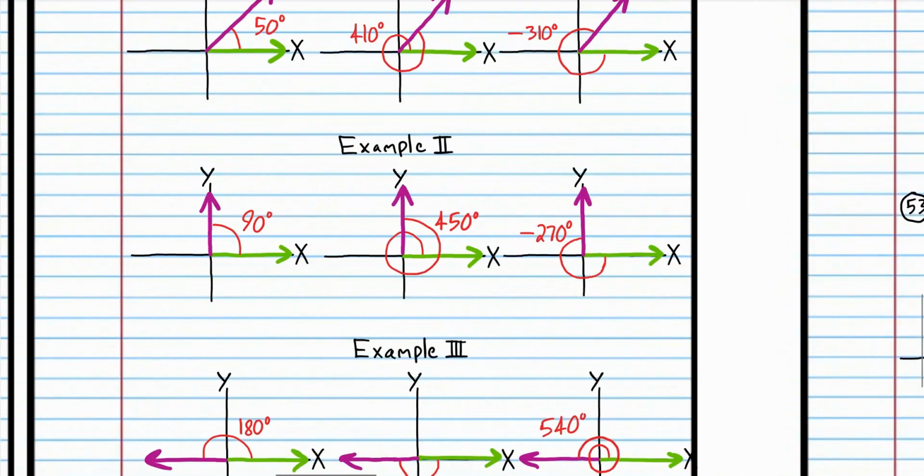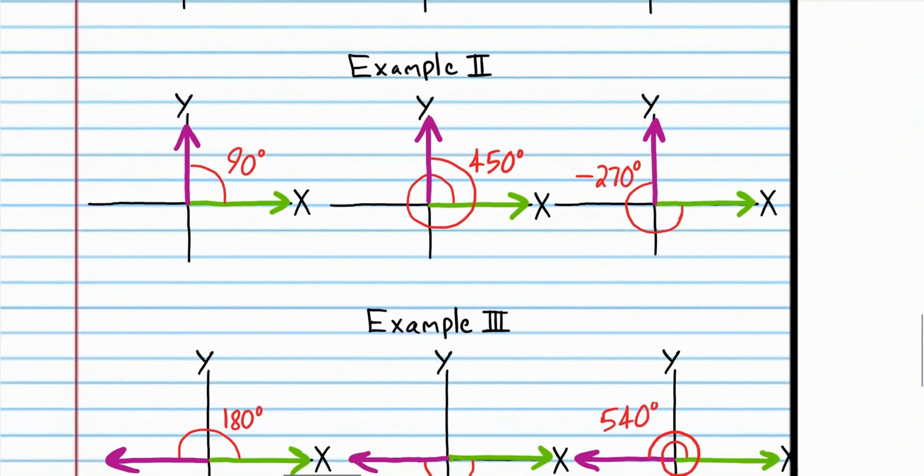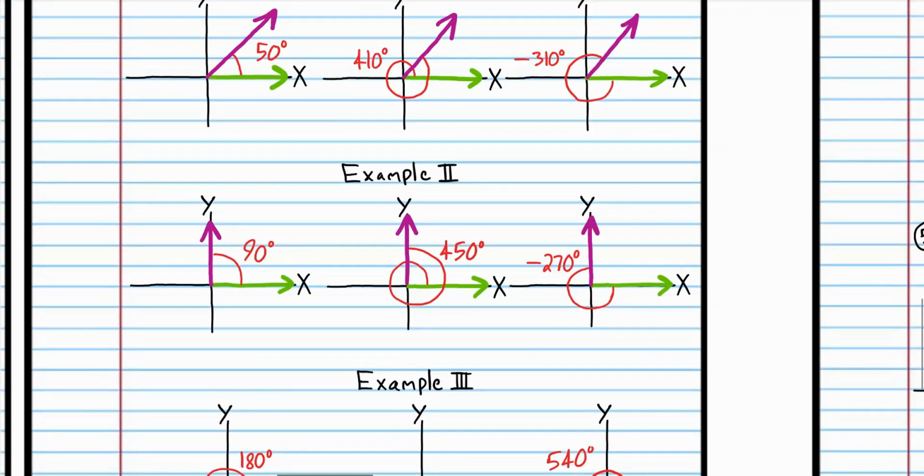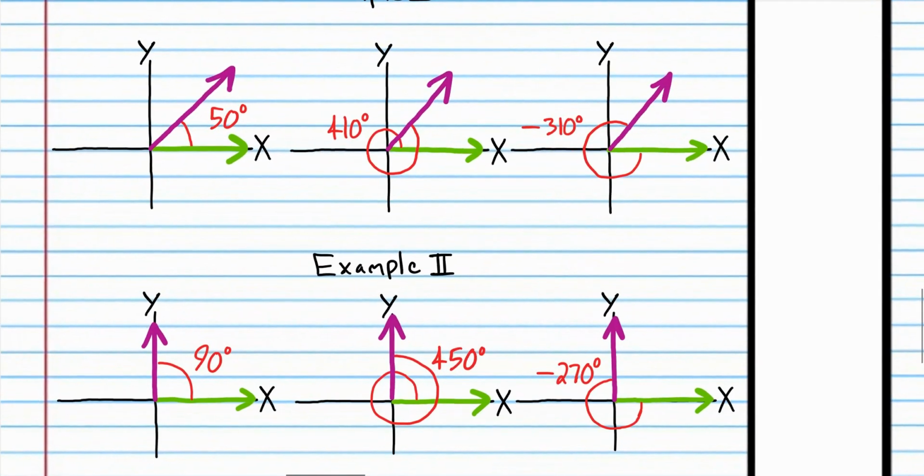Here's another example. 90, 450, and negative 270, they all stop going directly upwards, the terminal side of the angle. So how do you calculate coterminal angles? If I want to find a bunch of coterminal angles, how do I do this?